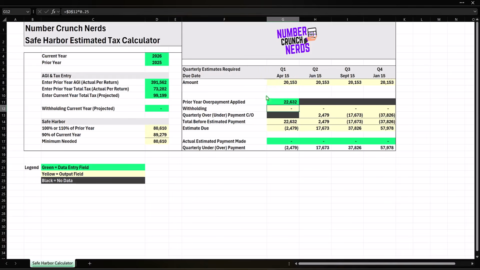20,153. So if we have 22,632 already paid in via an overpayment from the prior year, 22,632 is more than the amount required to be paid in, and it's more than that amount by 2,479. So in the case when cell G15 is a negative number, then we are safe. No estimated tax payment is due for Q1.